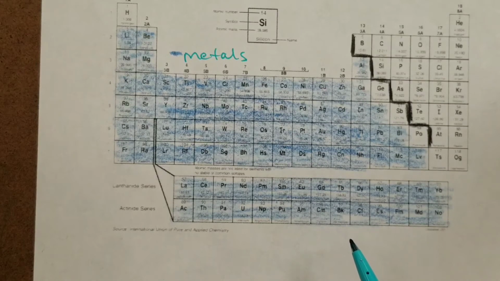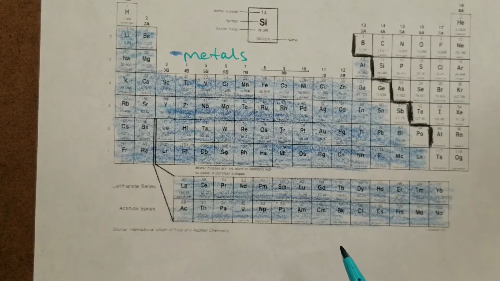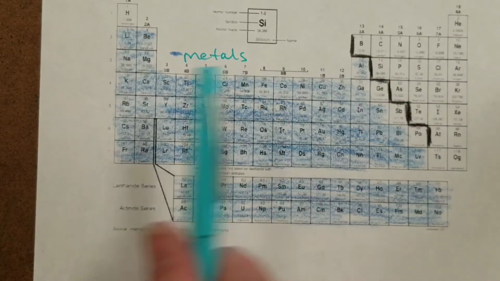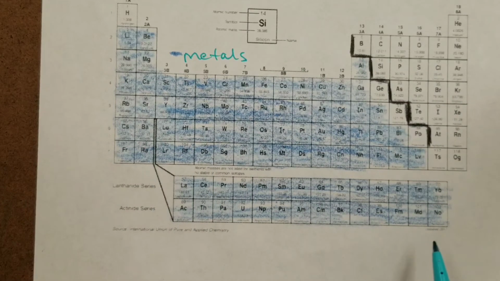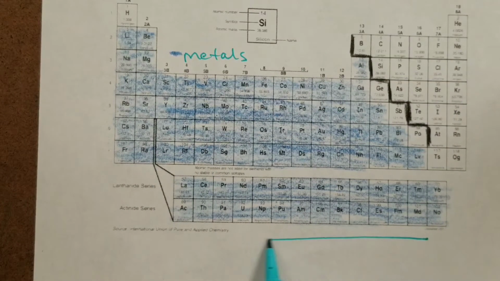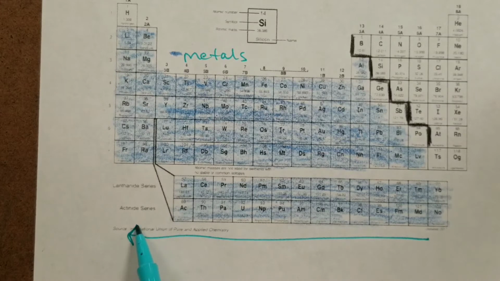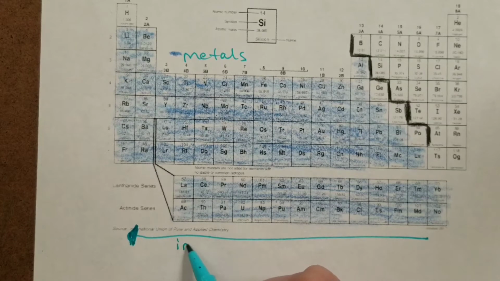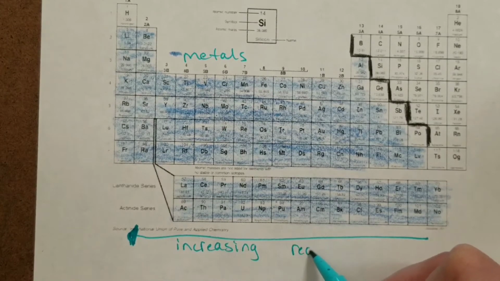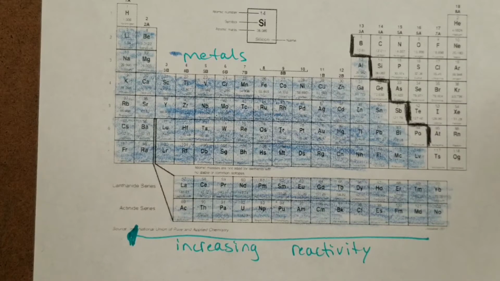These are metals. How does the reactivity increase in metals as we move across the periodic table? So across would mean horizontally. So my reactivity increases as I go this way. So I'm going to put increasing reactivity. All right, so I wrote on there how reactivity increases.